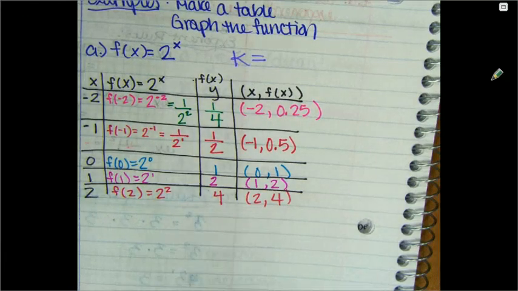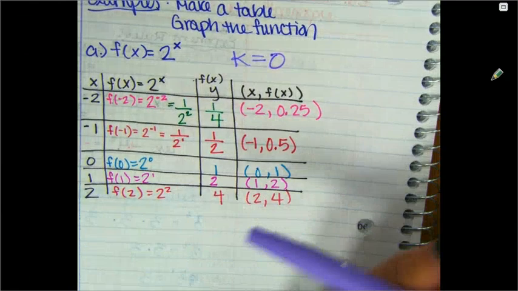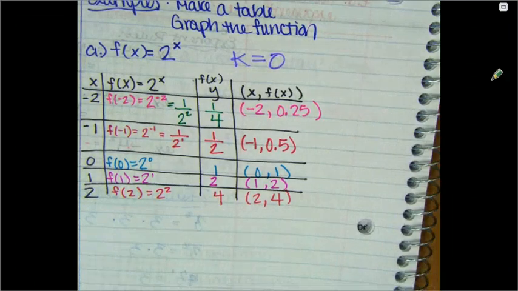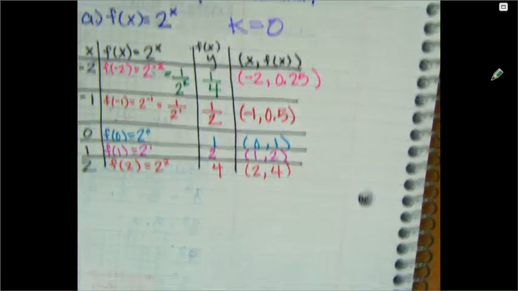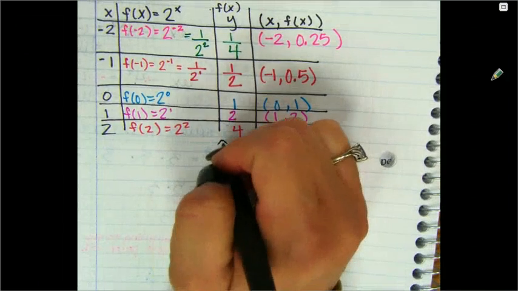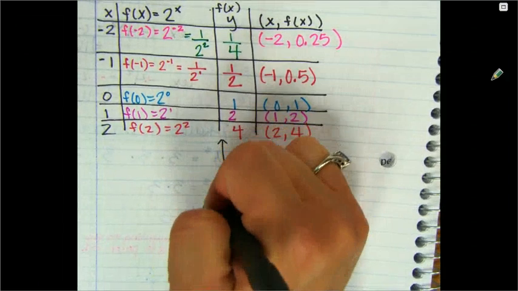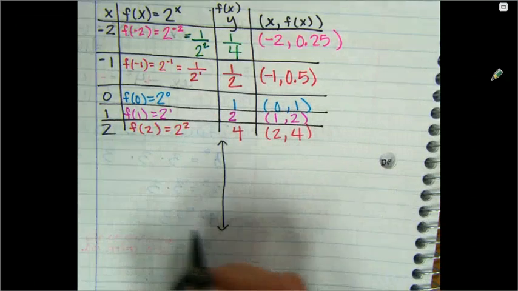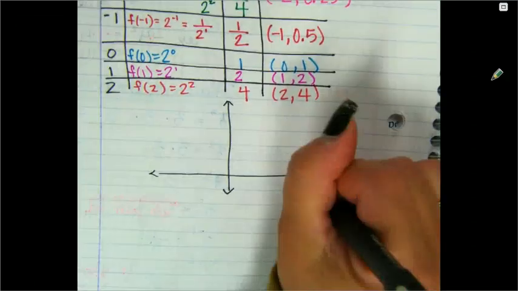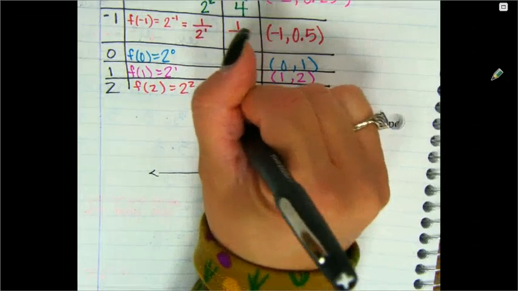Is there a k? So if there's no k, what is it? 0. So is my graph going to go past 0? No. So when I make this graph, do I really need to worry about below the 0 on the y-axis? Not really. So notice I'm going to stop it kind of like this. Here's x, here's y.